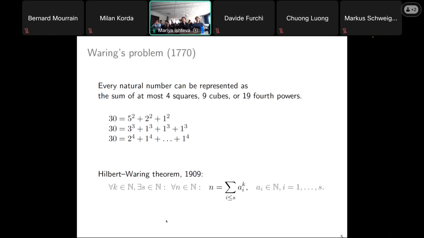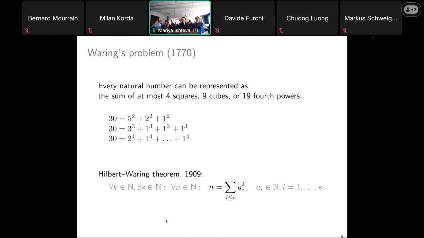Then we can also use cubes. We need at most 9 cubes. So for 30, we can represent it with 4. And we need at most 19 fourth powers. Here we need quite a lot of them, but it's still less than or equal to 19. So this problem was formulated and people were wondering, is it always possible to do this?